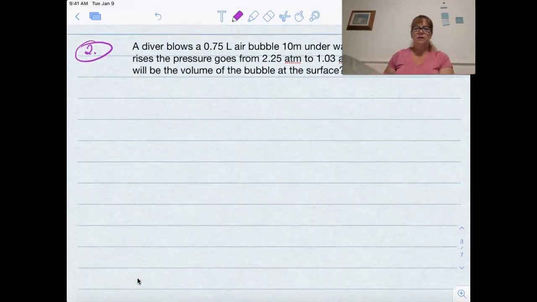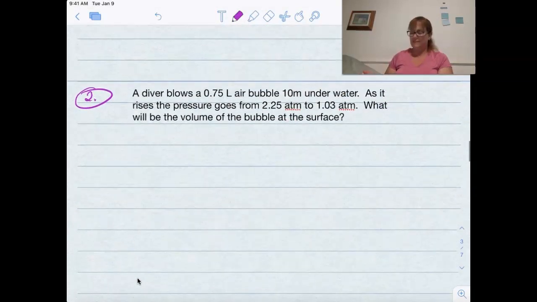A diver blows a 0.75 liter air bubble. I'm going to highlight that. 10 meters under the water. Now here's the thing, meters is distance. That has nothing to do with gas laws, so we're going to ignore it. It was extra information. As it rises, the pressure goes from 2.25 atmospheres to 1.03 atmospheres. What will be the volume of the bubble at the surface? That's what we're trying to find.